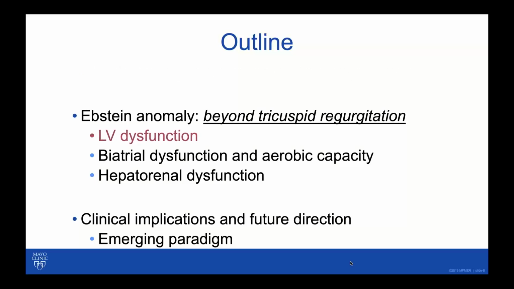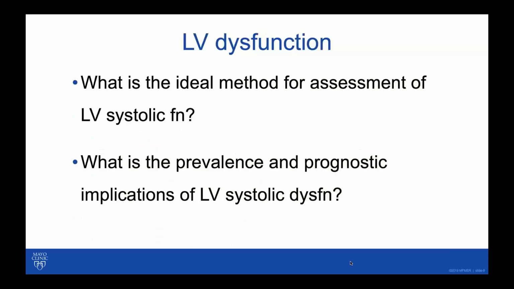So let's move on now to LV dysfunction in this population. So we're going to address two questions. What is the ideal method for assessment of LV systolic function in people with Ebstein anomaly? And what is the prevalence and prognostic implication of LV systolic dysfunction in this population?